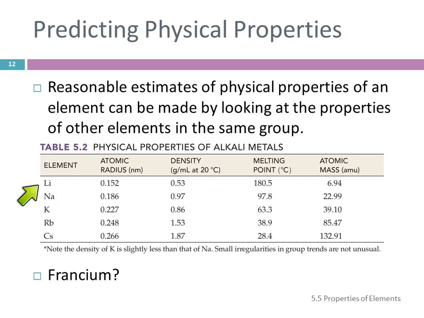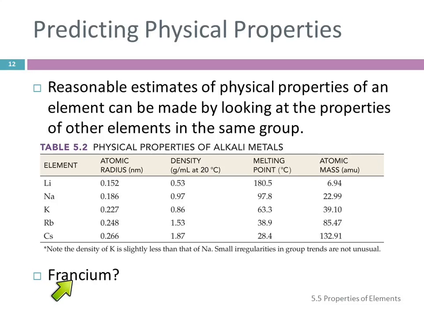Here are some elements: lithium, sodium, potassium, rubidium, and cesium. These are all in which group of the periodic table? They're in group 1A. And what's the name of that group? The alkali metals. So these are all alkali metals. There we go. And francium is Fr. Francium's right at the bottom of that list, right? But it's not on this table.